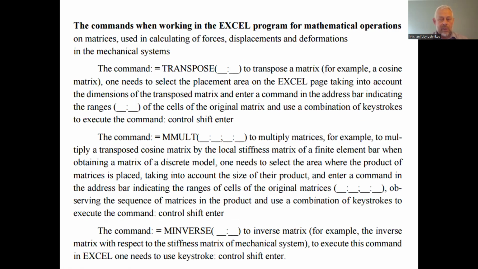Besides Mathcad, someone can use the Excel program as well. We will consider the use of the Excel program besides the Mathcad program.